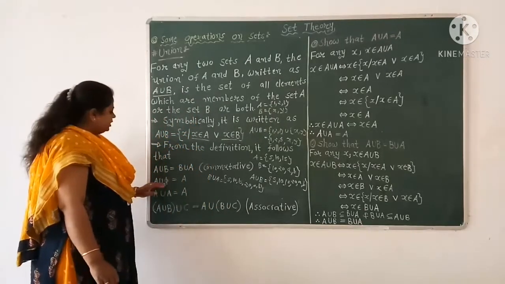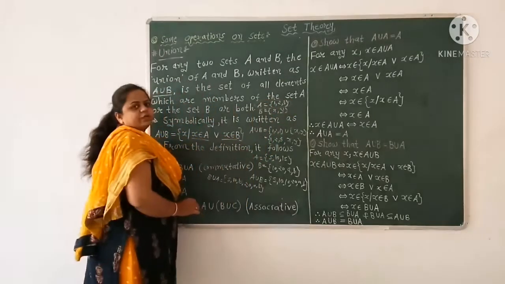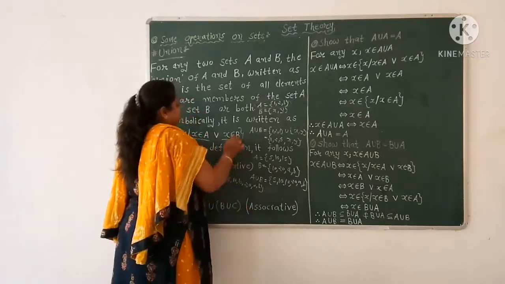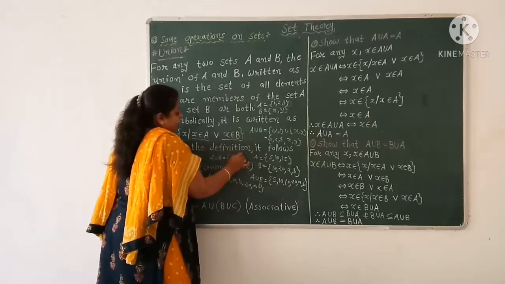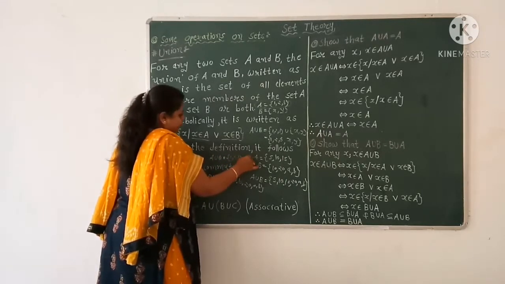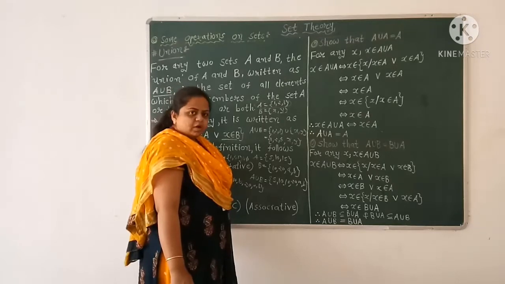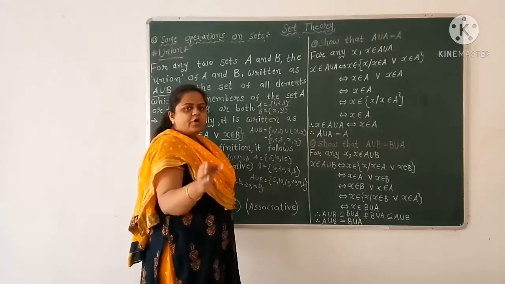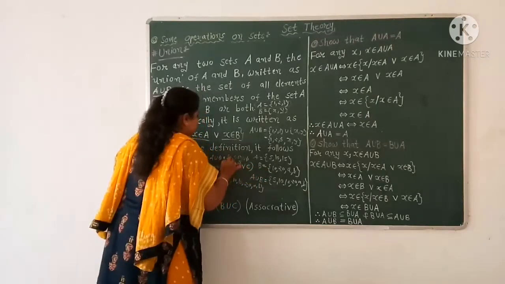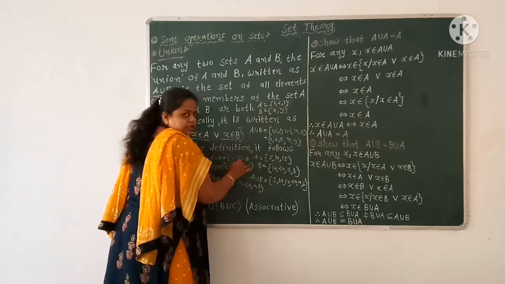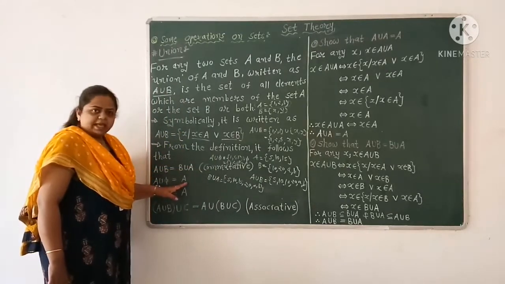Now next, A union phi is equal to A. Suppose we have A equal to {1, 2, 3}. Then A union phi is equal to {1, 2, 3} union phi. And we know that A union B is the set of elements which are in A or in B or in both. So here A union phi is equal to {1, 2, 3}, which equals set A. So A union phi is equal to A.